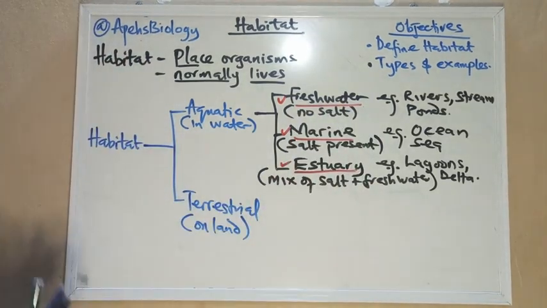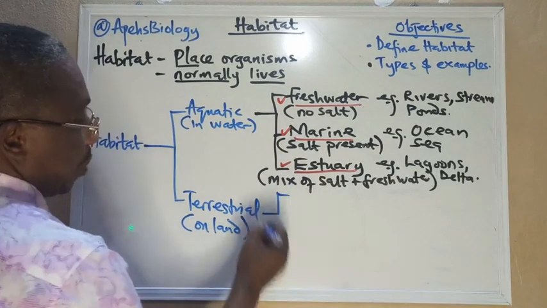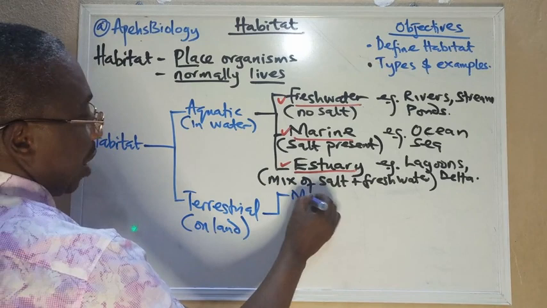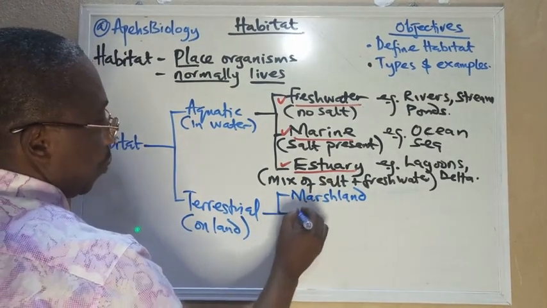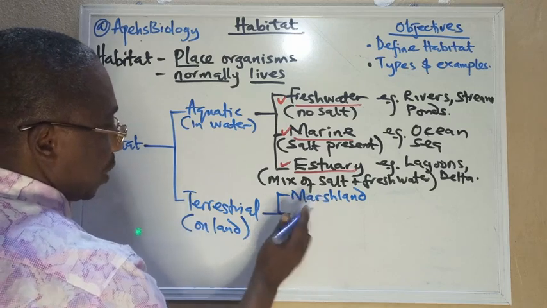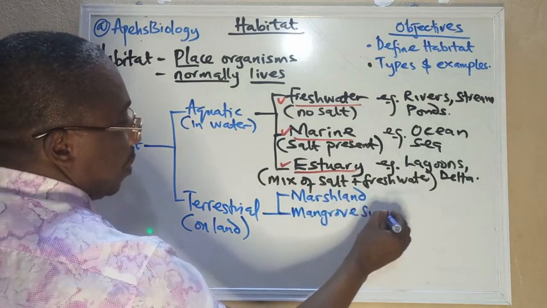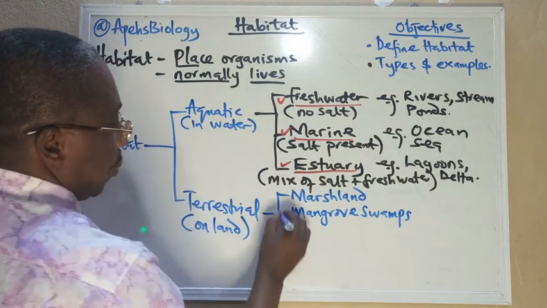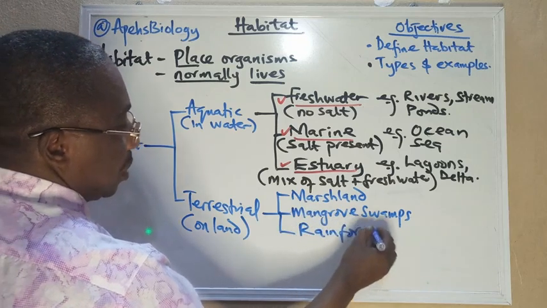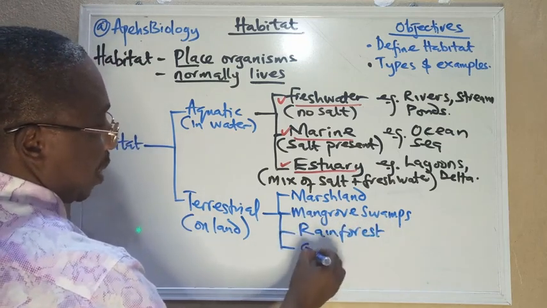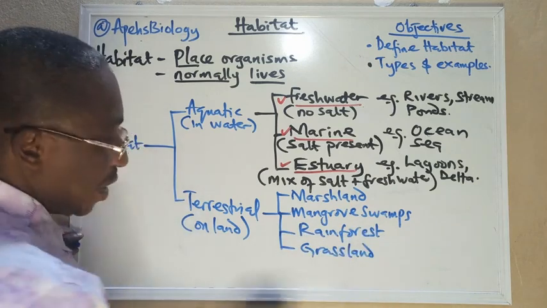Then for the terrestrial habitats that are found on land, we can classify them as marshlands, right? Marshlands. You have mangrove swamp forests, mangrove swamps, right? You have them as rainforest with a lot of tall trees. You have them as grasslands. Grasslands in Africa, we call them savanna.